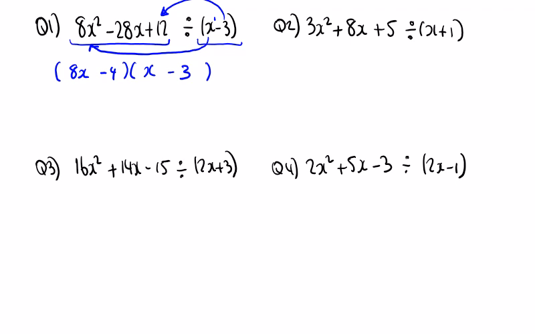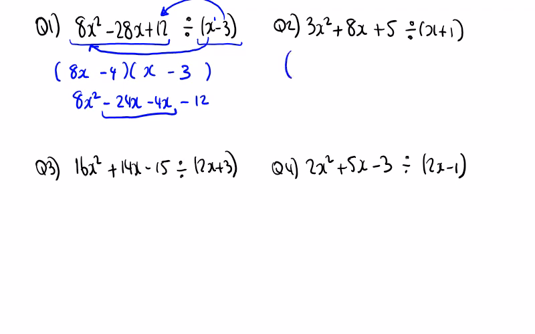Now let's just double check our answer. Multiply it out. We have 8x by x is 8x squared. 8x by minus 3 is minus 24x. Minus 4 by x is minus 4x. And minus 4 by minus 3 is plus 12. So you can see you've got the answer straight away. So practice the other 3 of these questions using that method. Pause the video and come back and look at the solutions.